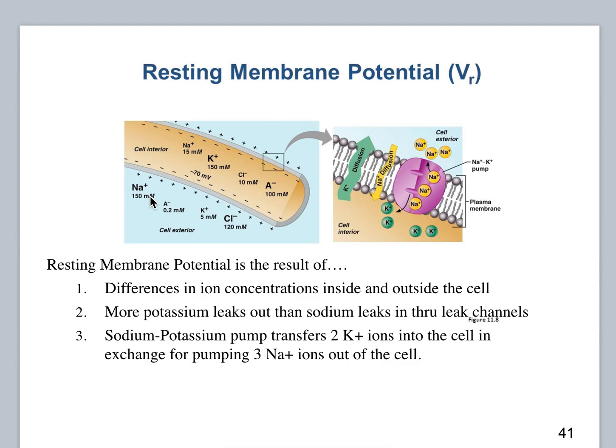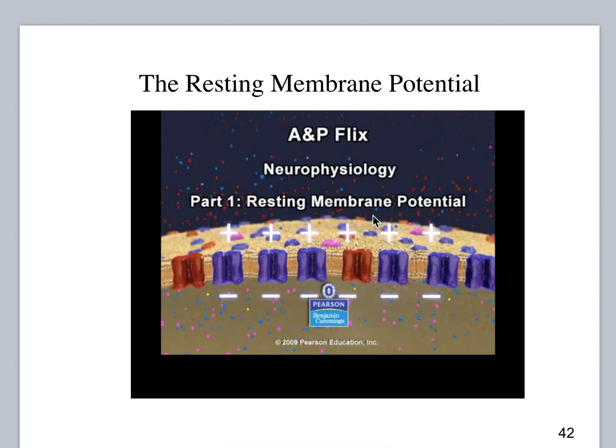And there's a sodium-potassium pump that transfers 2 potassium inside the cell in exchange for transferring 3 sodiums outside the cell. Again, this helps to replace the potassium that's lost by the leakage channels, and also helps create the negative charge inside the cell compared to the positive charge outside the cell. Here's a diagram, an animation that may illustrate this a little bit better.